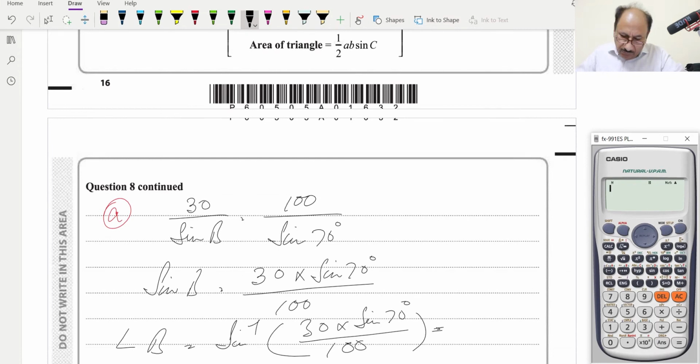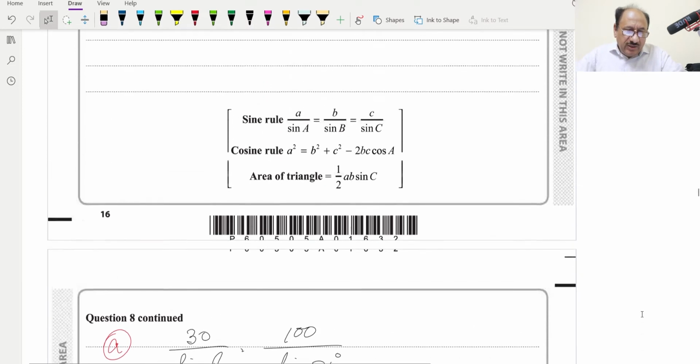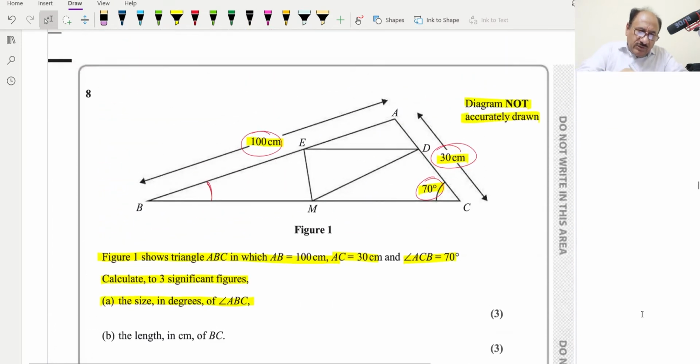We can use the calculator, it should be in degree mode, you will have to be careful. So shift sine, 30 sine of 70 degrees divided by 100, and this will be equal to 16.374 degrees approximately. Up to 3 significant figures is required, so 16.4 degrees will be the answer for A part. Now this is done.